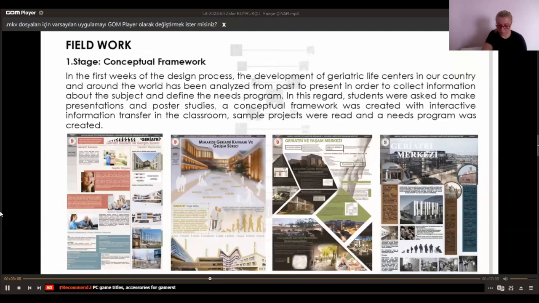Step 1. Conceptual framework. In the first weeks of the design process, the development of geriatric life centers in our country and around the world was analyzed from past to present in order to collect information about this subject and define the requirements program. In this regard, students were asked to make poster studies and presentations.